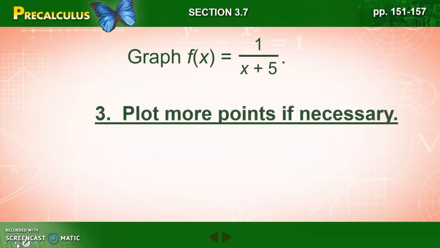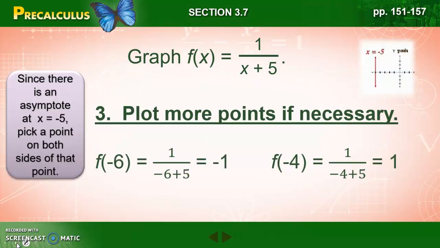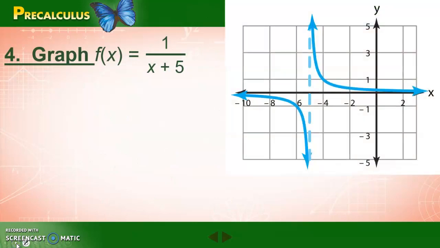Okay, after we've done that, we would plot more points if necessary. Since there's an asymptote at x equals -5, let's pick a point on both sides of that point. So we're going to try f of -6 and f of -4. And we get f of -6 is -1 and f of -4 equals 1. So we would add those points to our graph. And to determine our range, we get that y is not equal to 0.